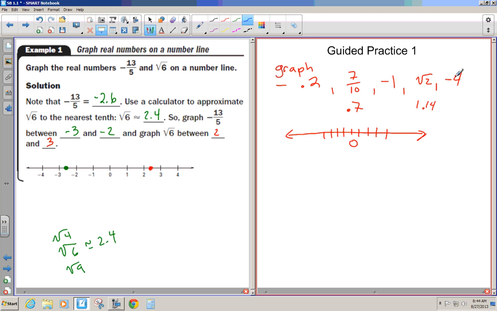So the lowest one, negative 4. 1, 2, 3, negative 4. Then the next smallest, negative 1. Negative 0.2. So we've done negative 0.2, we've done negative 1, we've done this, 1.4 or 1.14. Oh, don't forget 0.7. And I think we got it. That's all of them. That's all you got to do for putting these on a number line.